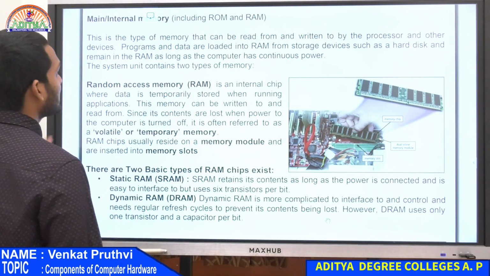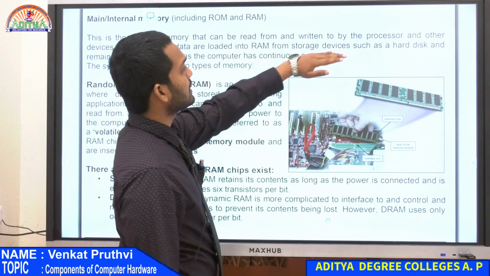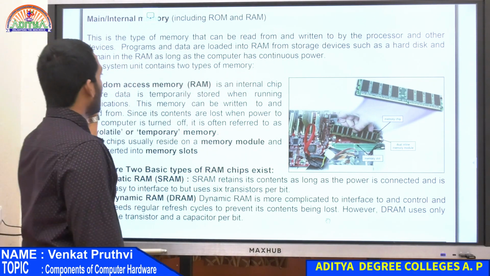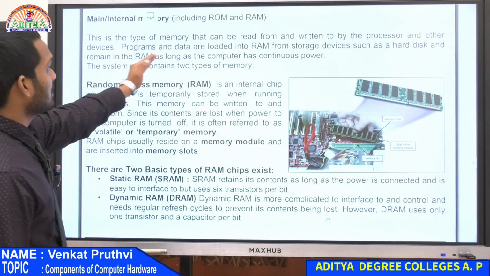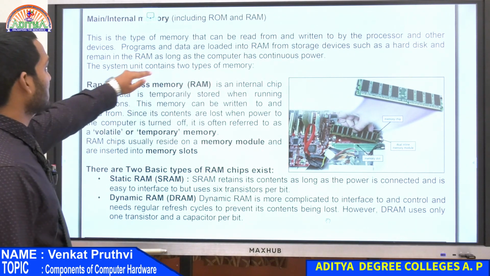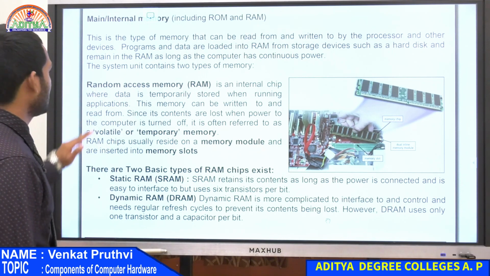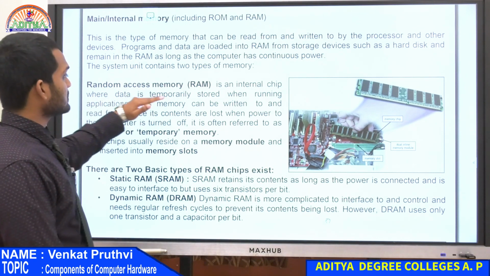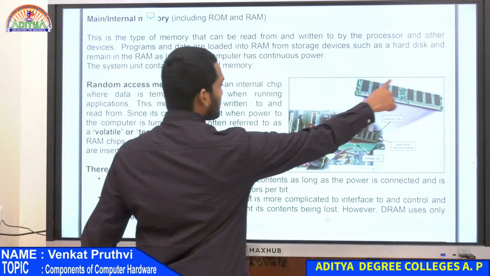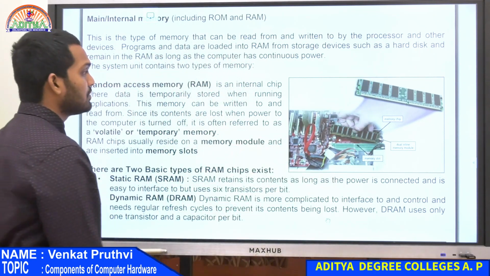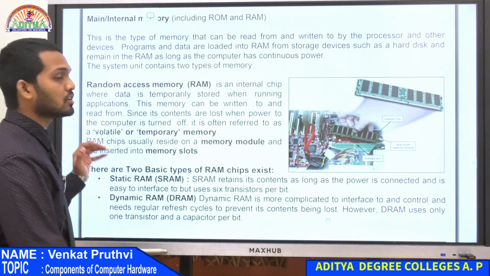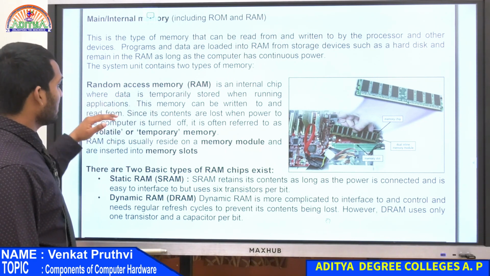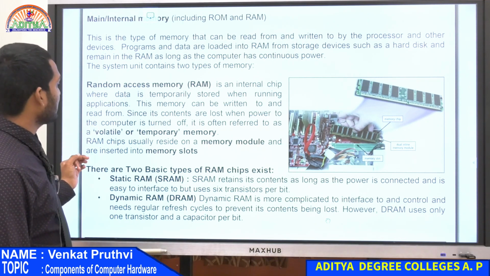This is the type of memory that can be read from and written to by the processor and other devices. Programs and data are loaded into RAM from a storage device such as the hard disk and remain in the RAM as long as the computer has continuous power. The system unit consists of two types of memory. One is random access memory. Random access memory is an internal chip where data is temporarily stored when running applications. This is how your RAM looks, and it has different ICs in which it will be storing all the memory instructions or the processes that need to be done. This memory can be written into and can be read from.